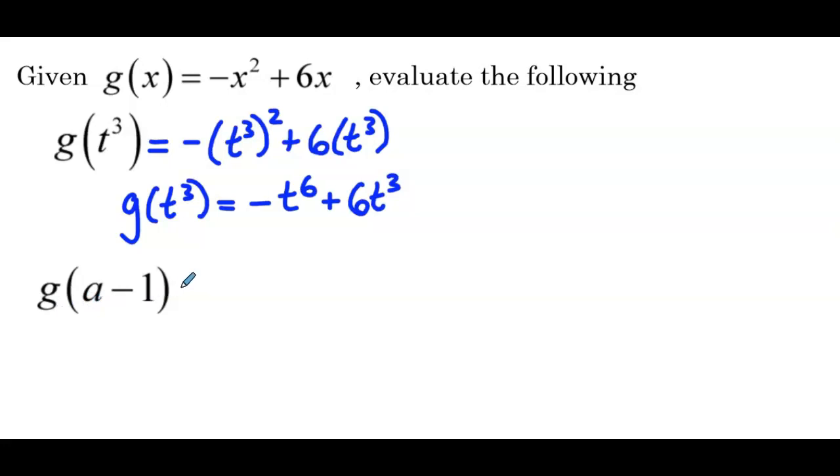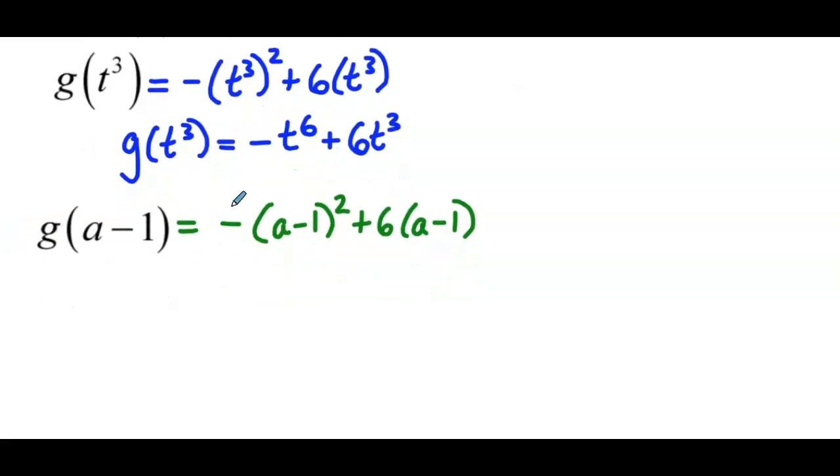G of a minus 1. So our input is the whole expression a minus 1. So wherever there's an x in our function, we're going to substitute in a minus 1. So we have negative a minus 1 quantity squared plus 6 times the quantity a minus 1. Substitute a minus 1 in for each x in our function. Now we have to simplify.